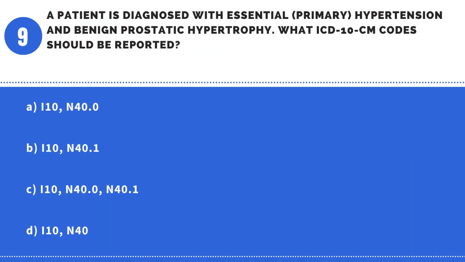Question 9. A patient is diagnosed with essential, primary, hypertension and benign prostatic hypertrophy. What ICD-10-CM code should be reported? A. I10, N40.0. B. I10, N40.1. C. I10, N40.0, N40.1. D. I10, N40.